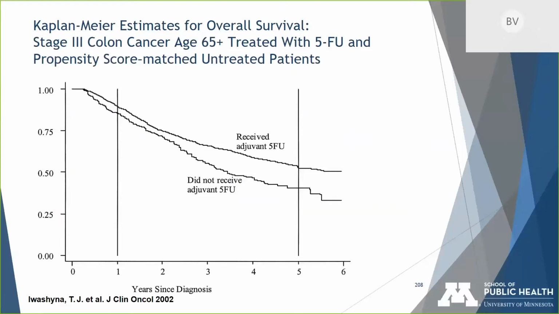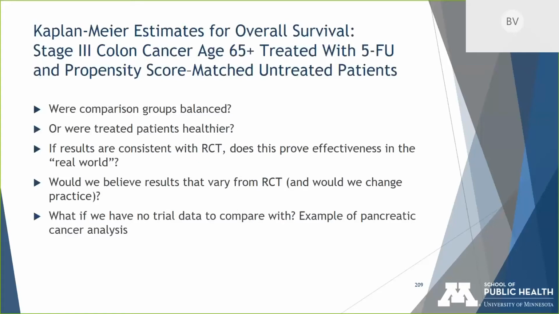However, we do know that there are things that we don't observe in the data. It may be that the reason that they did not receive fluorouracil had something to do with their health status and their predicted mortality. And so it's hard to draw a great conclusion. Were the comparison groups balanced, or were the treated patients healthier? So one thing you can do is look at whether the results are consistent with randomized controlled trials.